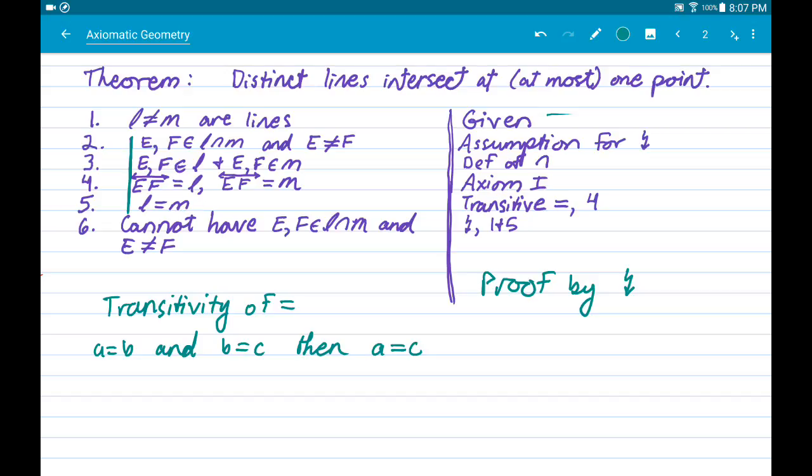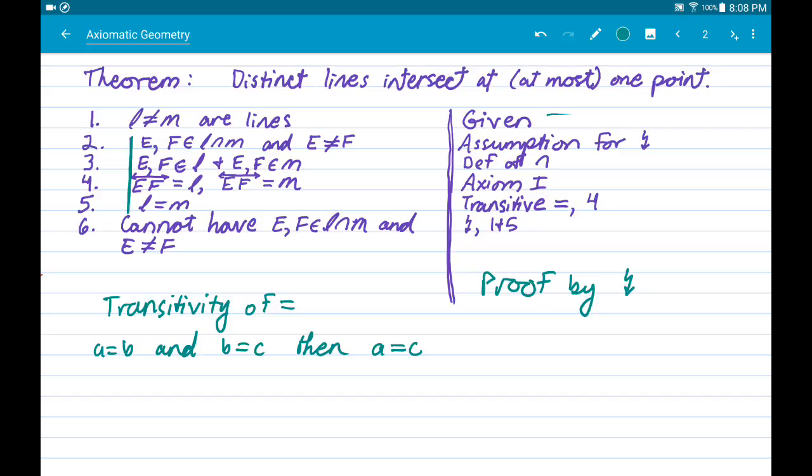So I assume that I have 2 distinct points in the intersection L∩M, right? I call these 2 points E and F. If I reach a contradiction, I know that that can never exist. Okay, how do I go from here? Well, if E and F are in the intersection, then E and F must be in L, because after all, the intersection is the set of points in both of them. So if it's in both, it must be in L, and it must be in M, right? E and F must be in M as well.